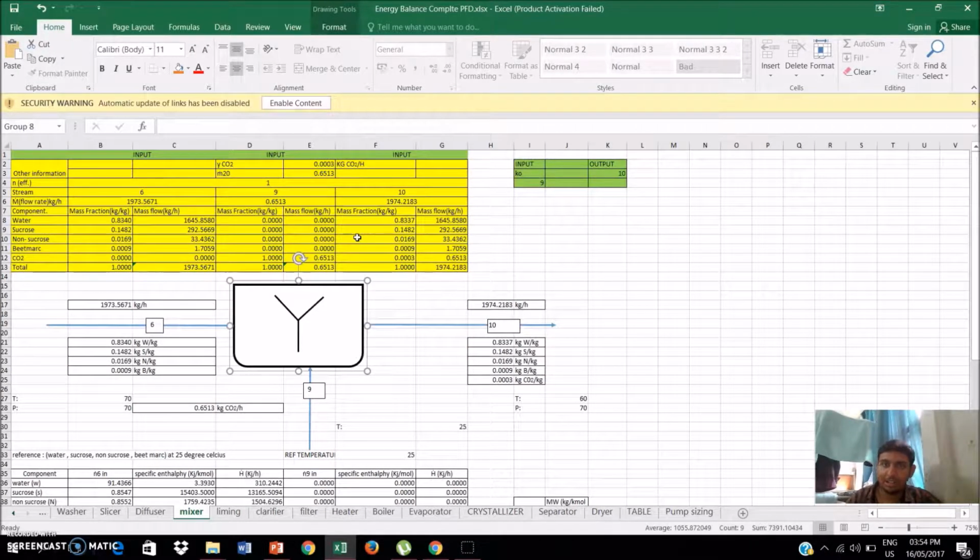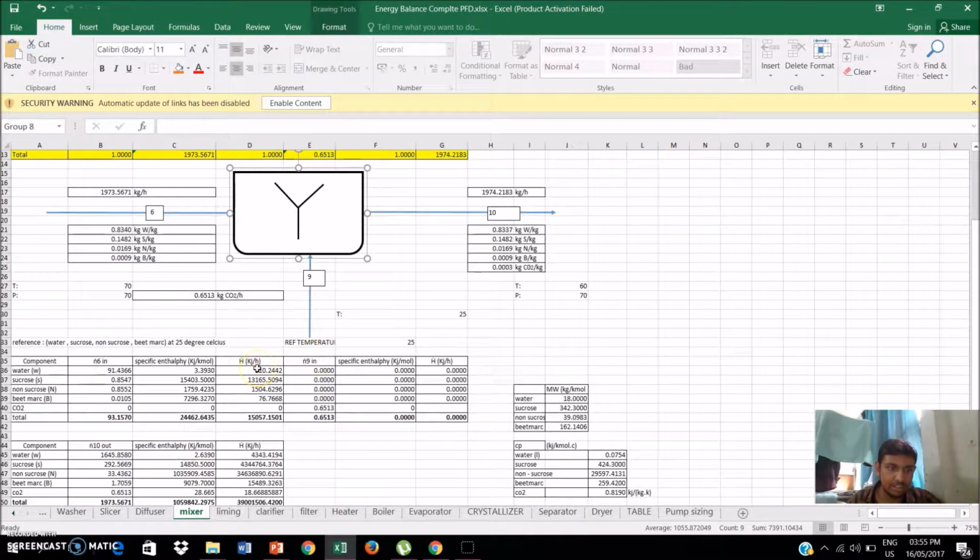This is the Excel that we have calculated for the mixer. Basically, there are three streams in the mixer: two inputs and one output. Stream number 6 and stream number 9 are the inputs, and stream number 10 is the output. Stream number 6 is at 70 degrees Celsius, stream number 9, the CO2 input, is at 25 degrees Celsius, and stream number 10, the output, is at 60 degrees Celsius.